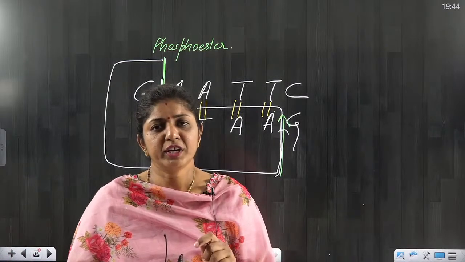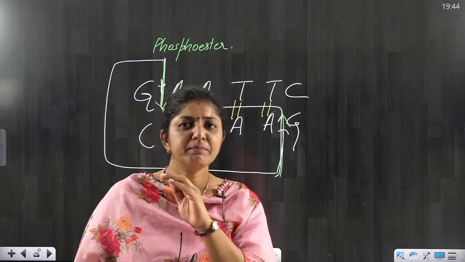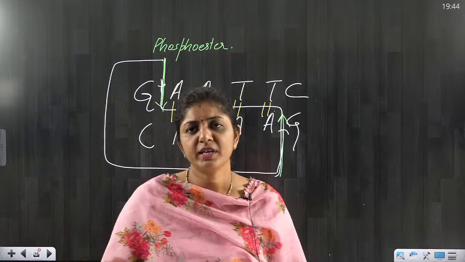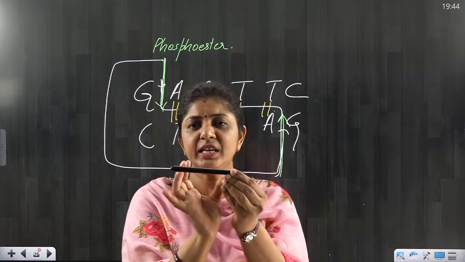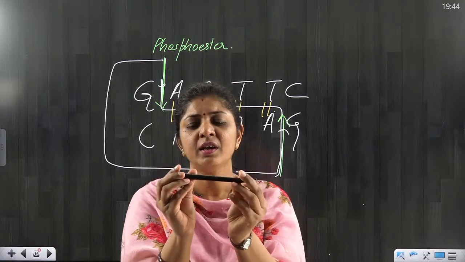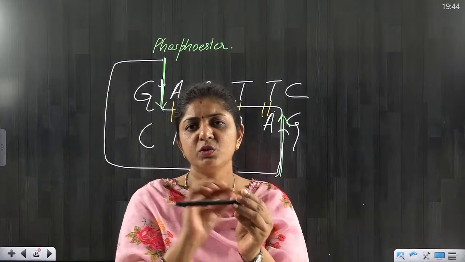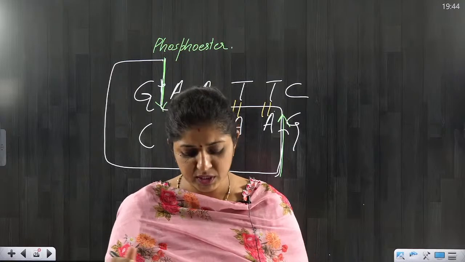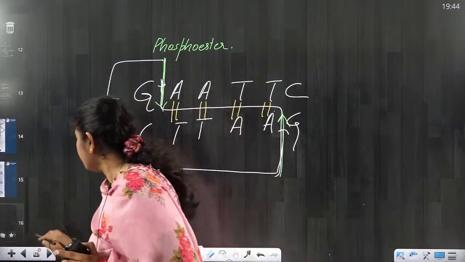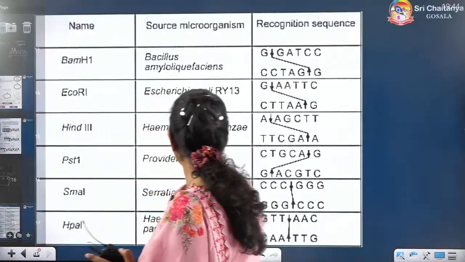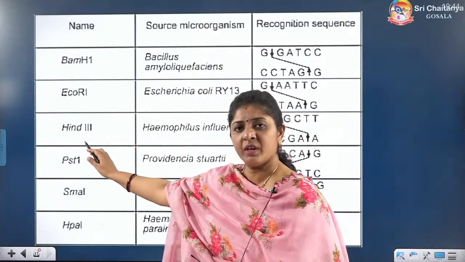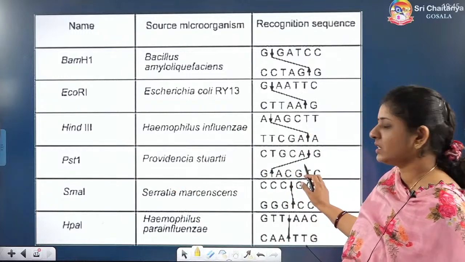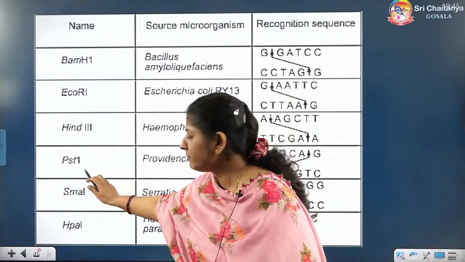I repeat, the recognition sites have some base pairs. Think your desirable gene of interest is somewhere here, but that gene is surrounded by some specific recognition sequences. You have to check what recognition sequence is there. If suppose the recognition sequence is this, then you need Hind III. If the recognition sequence is this, then you need PstI.